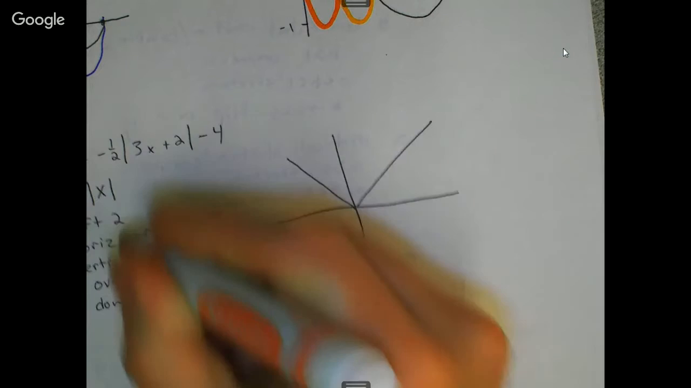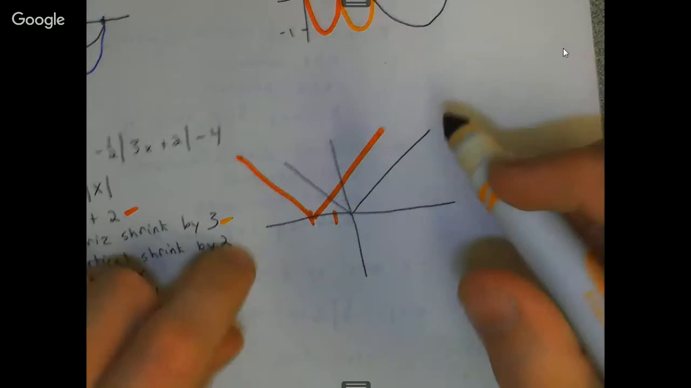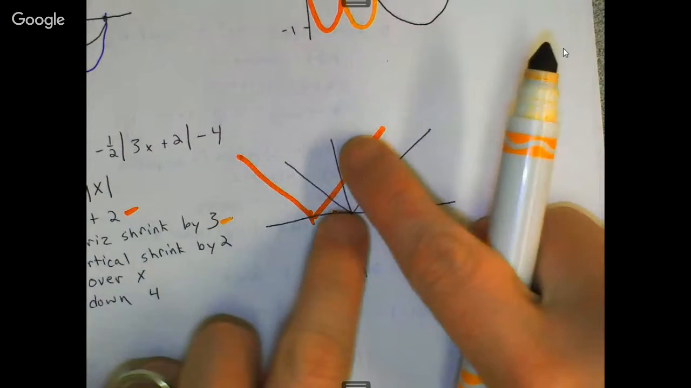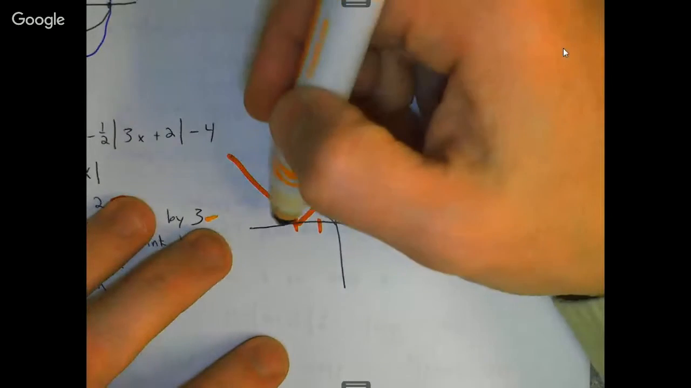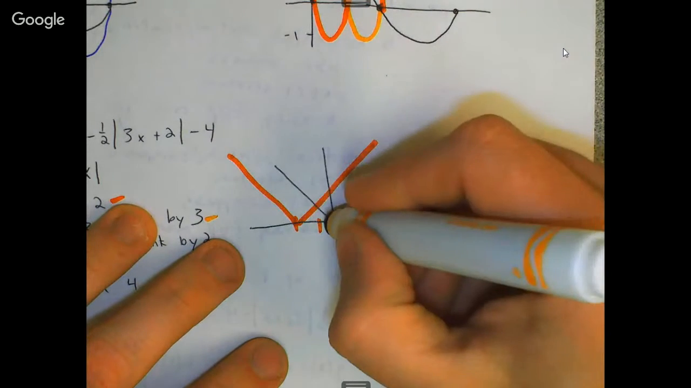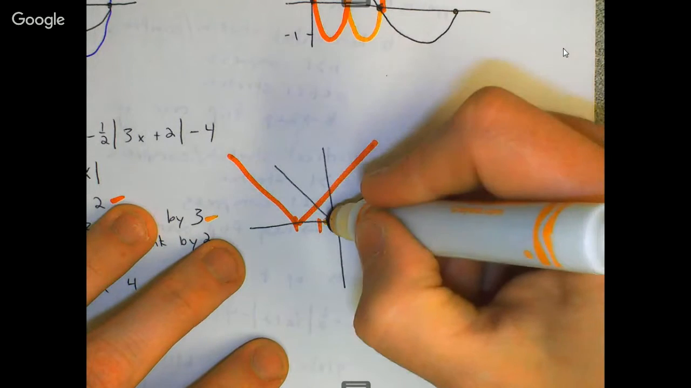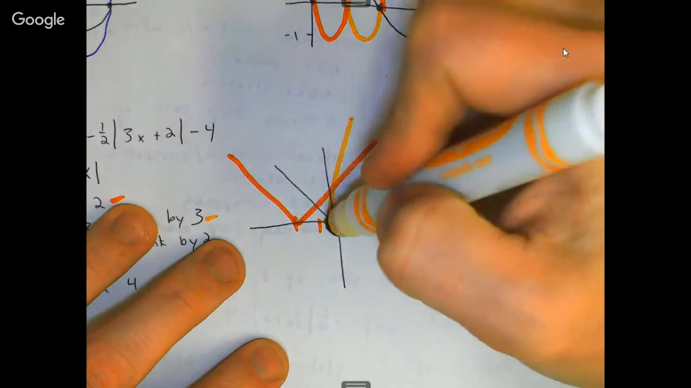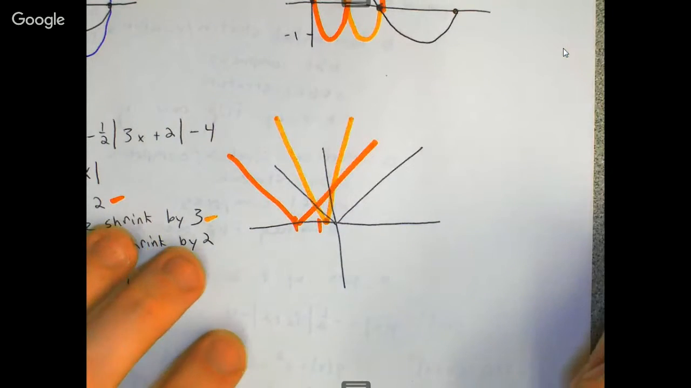And then we will move it left 2, right there. We will horizontally shrink it by 3. So what I'm doing is I'm squeezing it to the y-axis by a third. So I'm taking all of these and dividing it by 3. So this one's going to be 2 divided by 3, which would be 2/3. So it's going in here. So I've got kind of this pretty steep looking graph there.